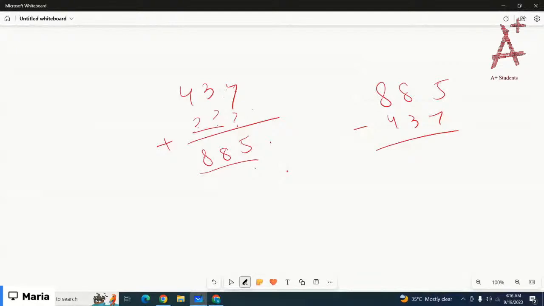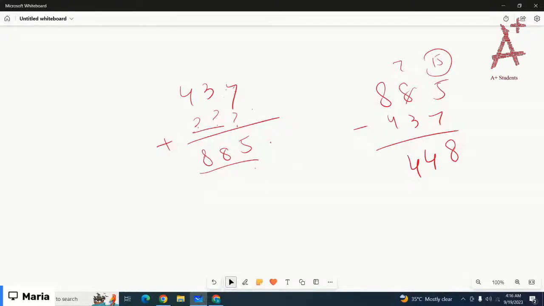You cannot subtract 7 out of 5, so you have to borrow 1. That makes 15. 15 take away 7 is 8. 3 take away 3 is 0... 7 take away 3 is 4. And 8 take away 4 is 4. Yes, very good. That would be 448, right?